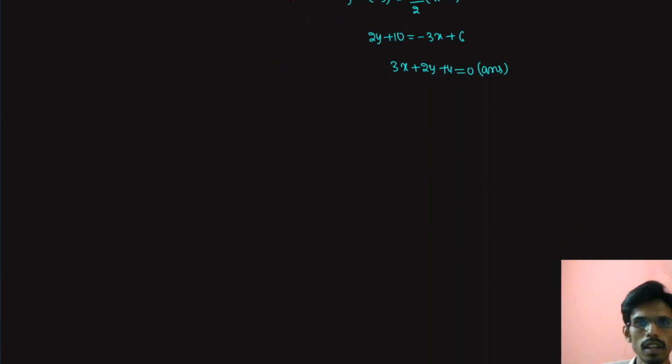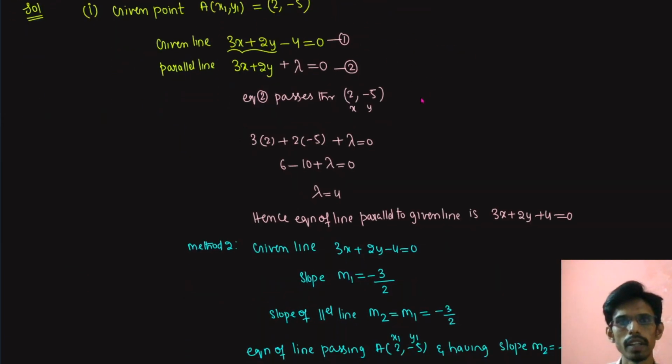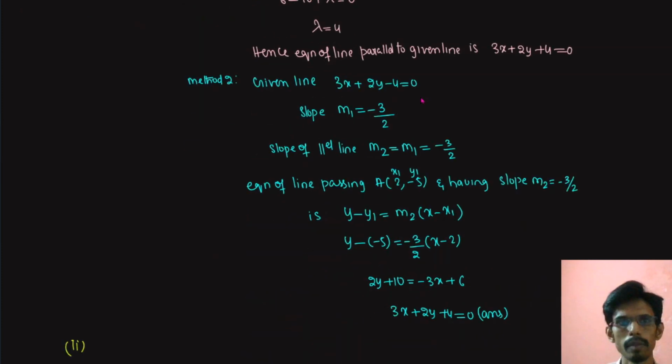Now let us solve for perpendicular. Okay, the second is perpendicular to the given line.